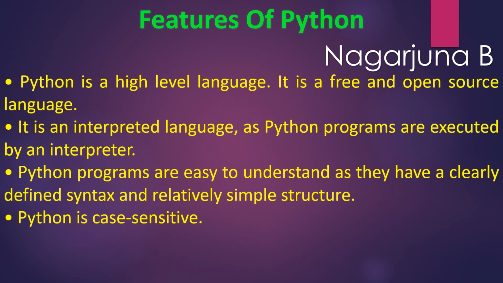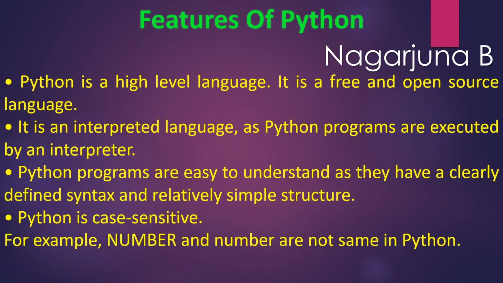Python is case sensitive. In the case of C, C++, and Java, those are case sensitive programming languages. Similarly, the Python programming language is also case sensitive. For example, Number and number are not the same in Python. Why? The first one, Number, we have written in uppercase, whereas the second one, number, we have written in lowercase. Both are treated as different. Both are not considered the same because Python is case sensitive. Uppercase and lowercase are treated differently.